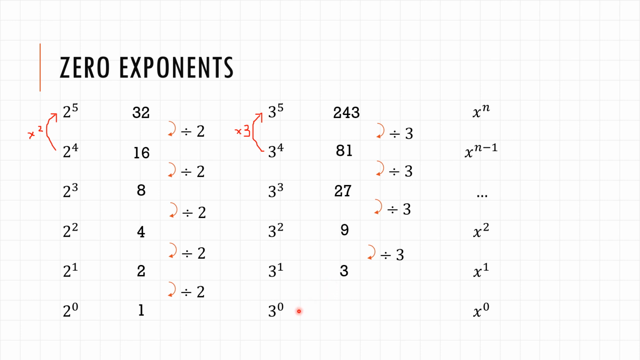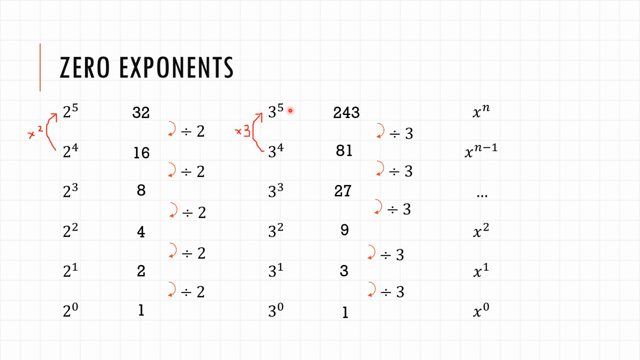And then if I want to find out what is 3 to the power of 0, I could just continue this pattern, take 3 divided by 3, and that would give me 1. So 2 to the power of 0 is 1. 3 to the power of 0 is 1. Let's look at this with just variables here. And this is where things can get really confusing.